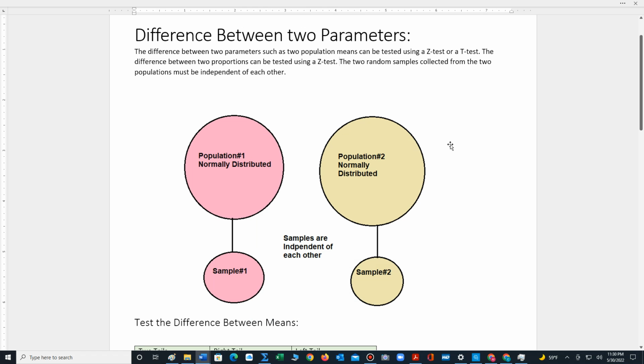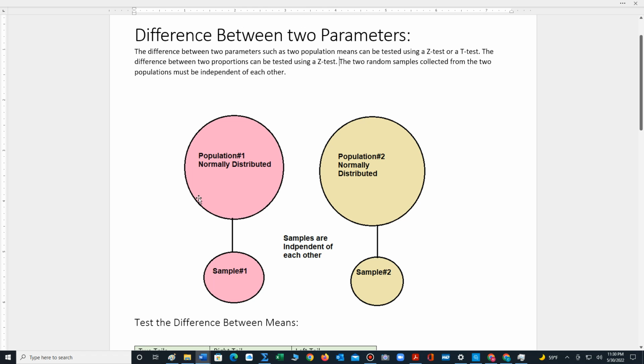In this video, I will review some of the basic concepts for testing the difference between two parameters. The difference between two parameters, such as two population means, can be tested using a z-test or a t-test. The difference between two proportions can be tested using a z-test.